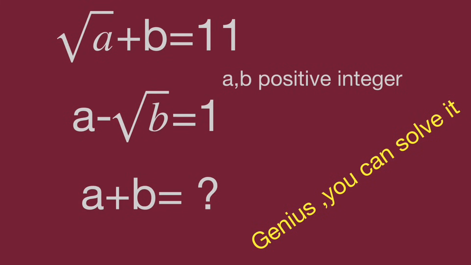Hello, we have given information: square root of a plus b equals 11, a minus square root of b equals 1, and a and b are positive integers. Find the value of a plus b. Can you figure it out? Pause the video and give yourself a try while you are ready. Keep watching the video to see the result.